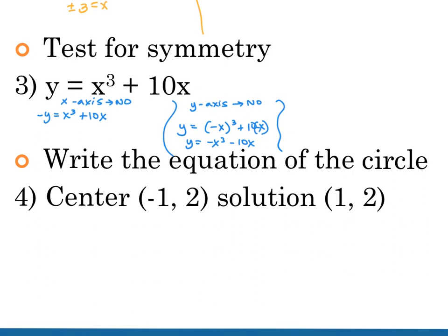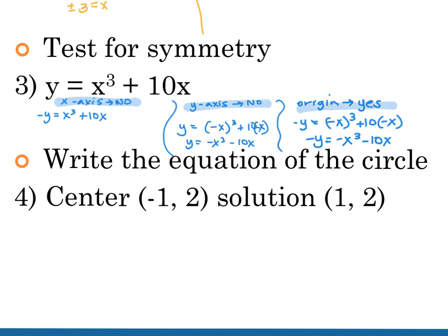And then the last one is your origin. This time I'm replacing both -y and -x. So I get -y equals -x to the third minus 10x. Not equal to the original, but what's true? They are the opposite signs, right, of my original. So it is yes to the origin. So no to the x, no to the y, but yes to the origin.